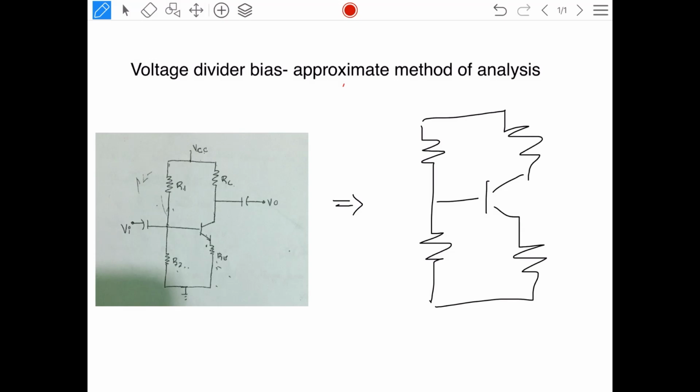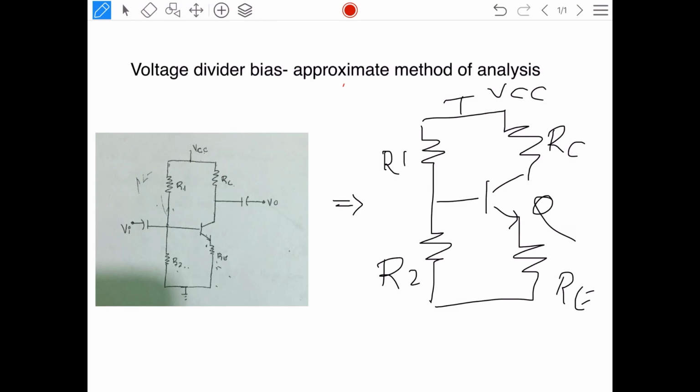Okay, so this will be my VCC. This is resistor R1. This is resistor R2. Same as it is, RC, RE, and this is the emitter part of the transistor. This is the DC equivalent circuit. Now, for an approximate analysis, I am rewriting the circuit in an approximate manner by making a few assumptions.